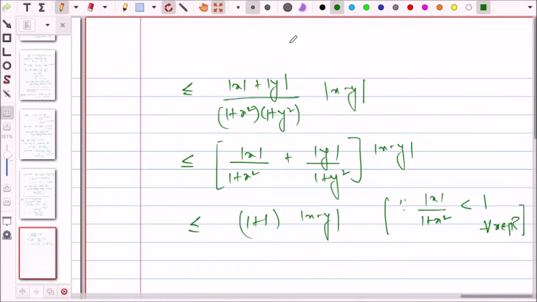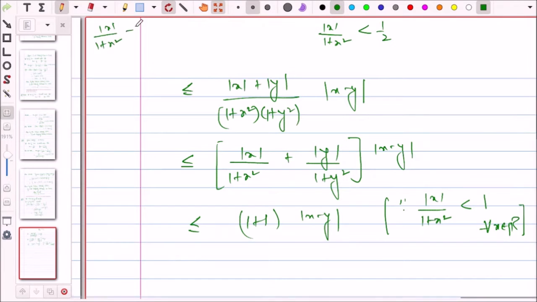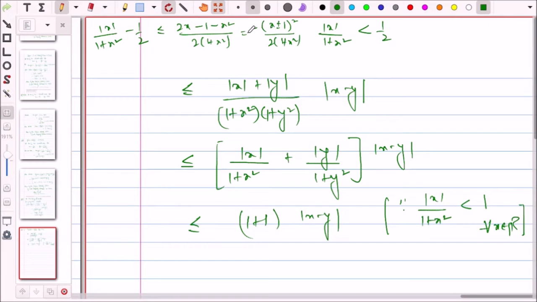In fact, one can easily prove that mod x upon 1 plus x square is less than or equal to 1 by 2. This you can show by considering the difference mod x upon 1 plus x square minus 1 by 2. When you simplify it, you will get 2 mod x minus 1 minus x square upon 2 times 1 plus x square, which is equal to minus mod x minus 1 whole square upon 2 times 1 plus x square. This is a negative term, so it is smaller than 0. One can easily show this, but we don't need this exact inequality. We can work with 1. So it is simple to conclude that this is smaller than 1. So we have this.